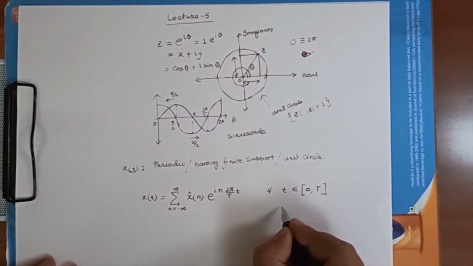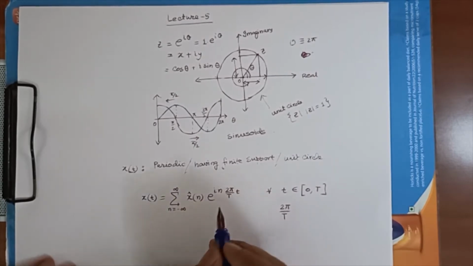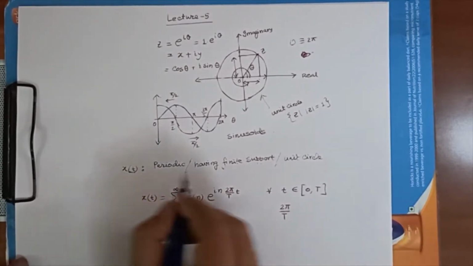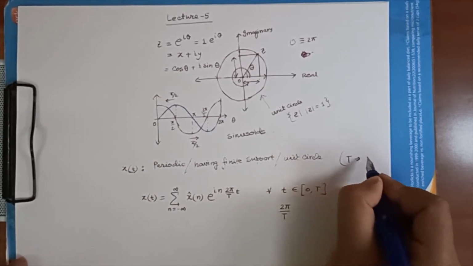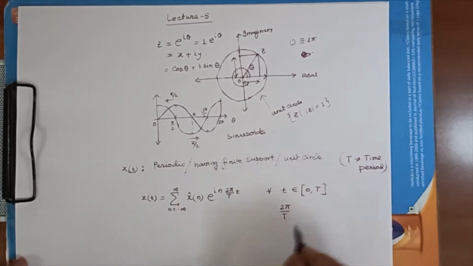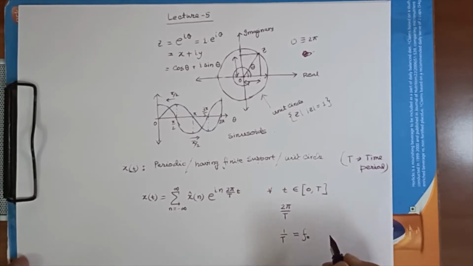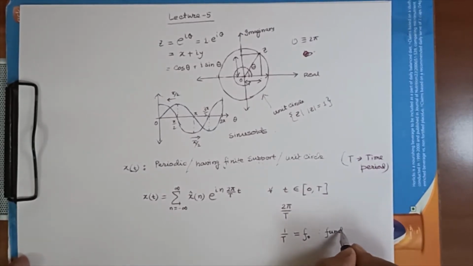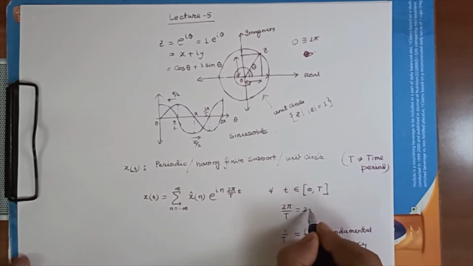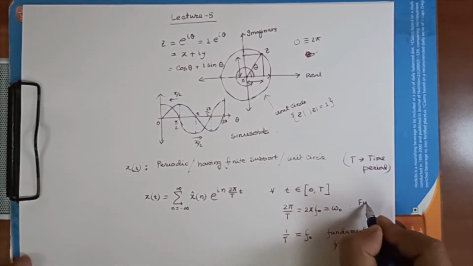Now we see, what is 2 pi by T? T is basically the time period of the entire signal. So this is a periodic signal, so capital T is basically called the time period, and 1 by T is called the fundamental frequency. So this is called the f0, or the fundamental frequency of the waveform. And 2 pi by T is basically 2 pi f0, which we can write as omega 0. This is called the fundamental angular frequency.